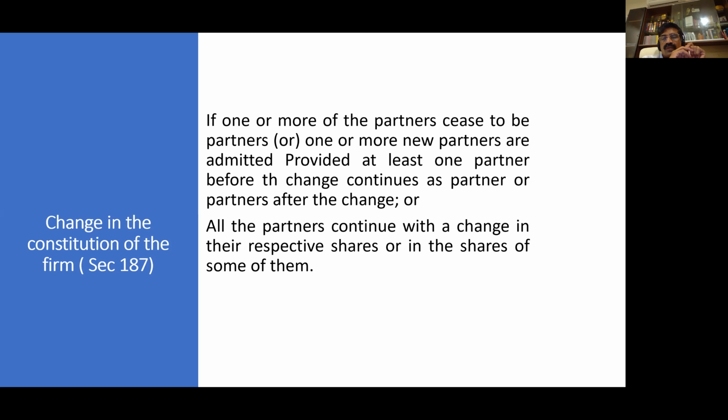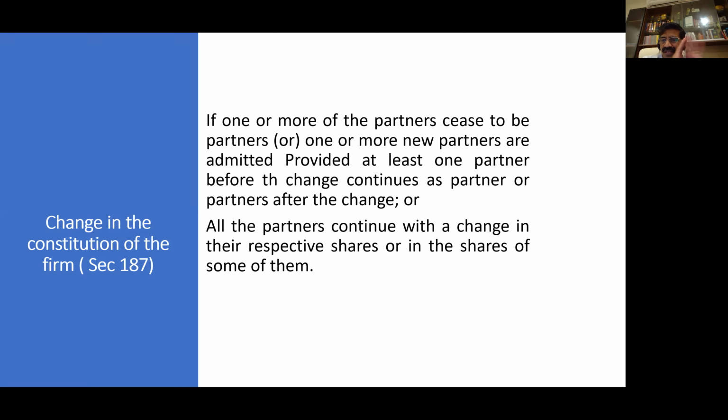If one or more partners cease to be partners, which could be on account of retirement or on account of death, or one or more new partners are admitted, so there is an admission of a partner, then a retirement, a death or an admission will be considered as a change in the constitution of the firm, provided at least one partner before the change continues as a partner or partners after the change. Therefore, what is really required here is that one partner before the change should continue as a partner after the change.